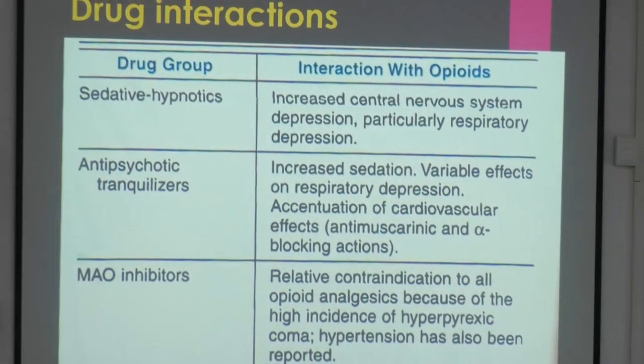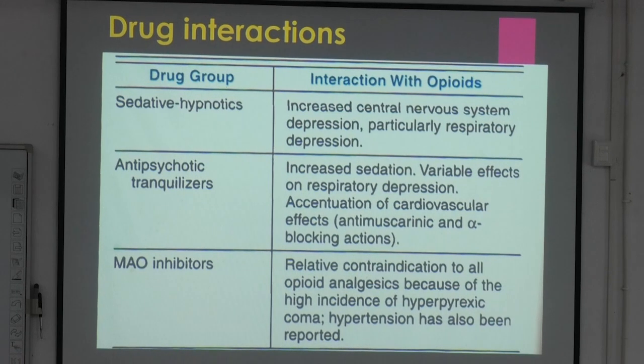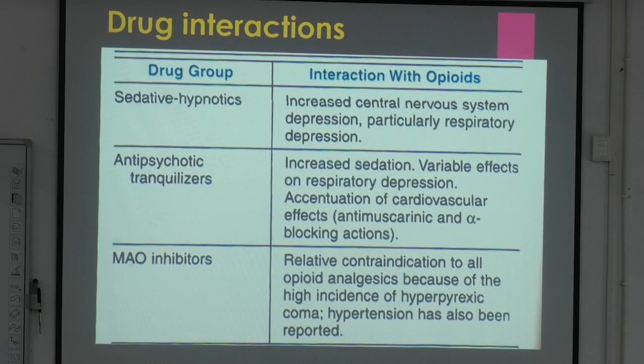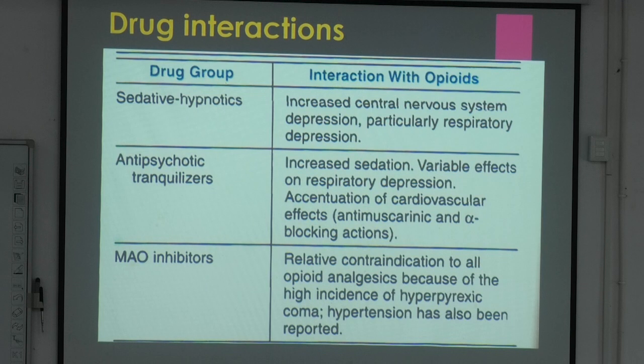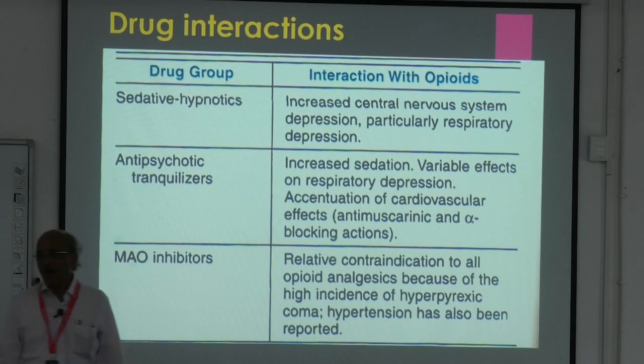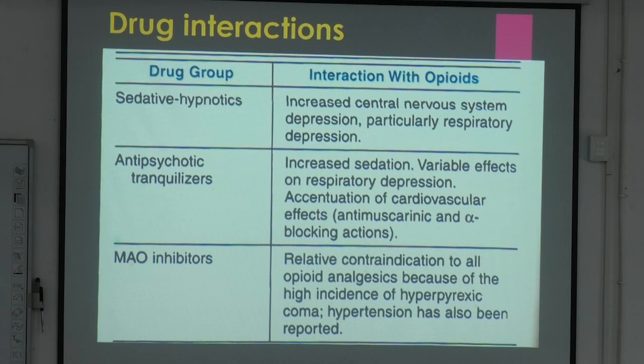And some drug interactions. Almost all CNS active drugs have important drug interactions. With sedative hypnotics, the sedative hypnotic effect will be exerted. In case of antipsychotic tranquilizers, you can see CNS effects, sedation and respiratory depression, and acceleration of the cardiovascular effect. With MAO inhibitors, hyperpyrexic coma and hypertension will be there. So these are the important drug interactions with some important drugs.